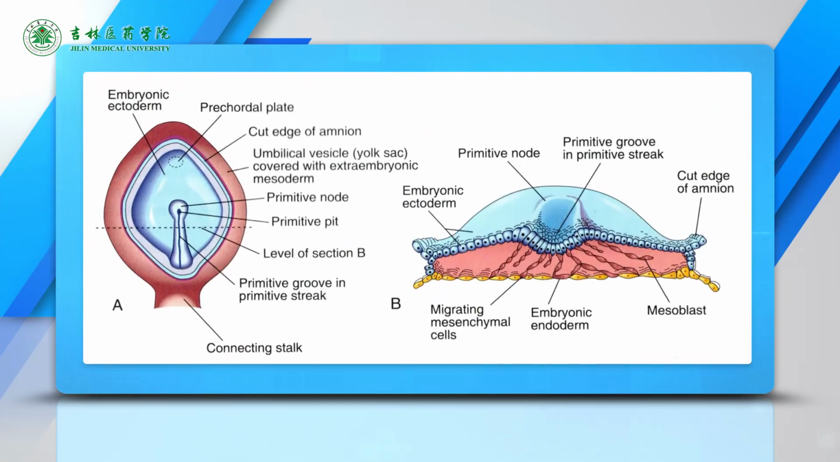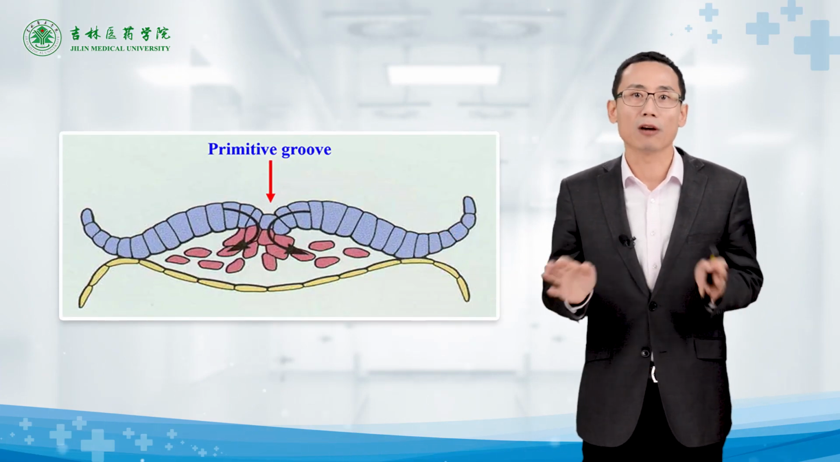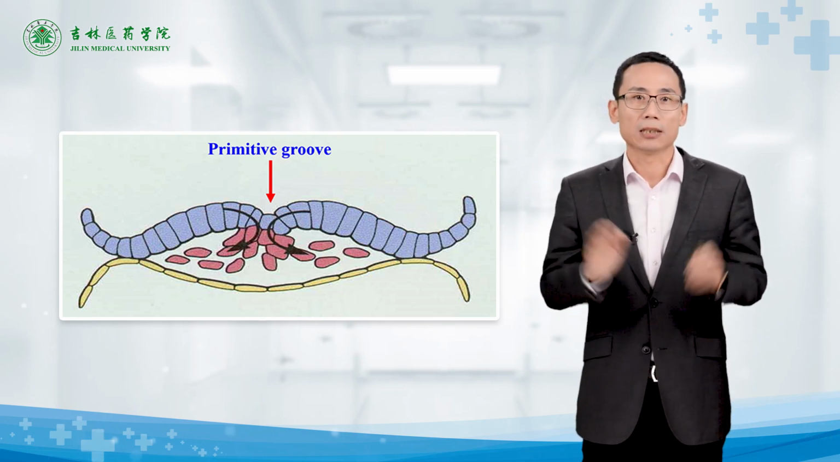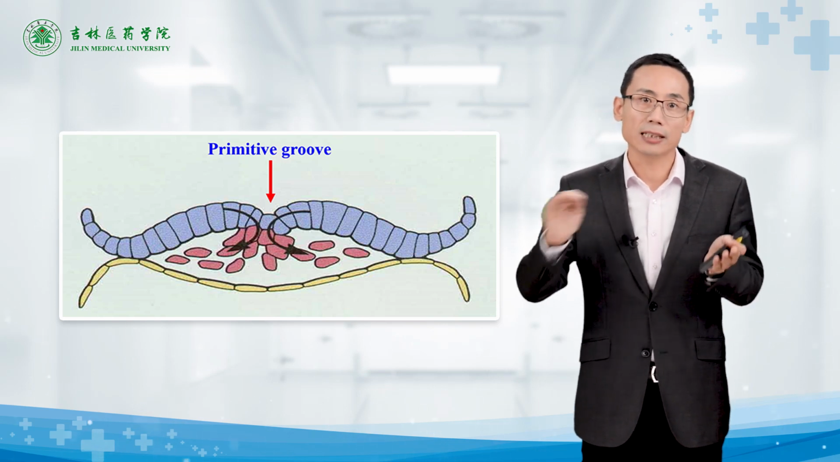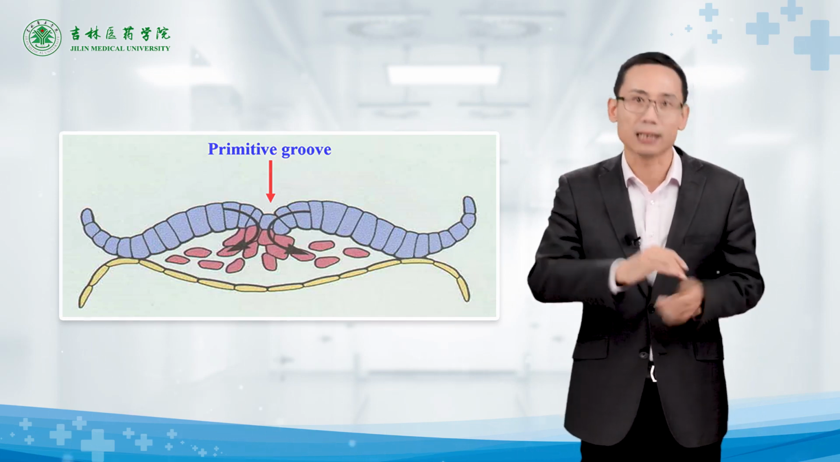Okay, let's see the formation of trilaminar embryonic disc from the surface view and cross-section. The left picture is surface view, which removed amniotic sac, and the right picture is cross-section. Between the blue and the yellow layers are the migrating cells, which finally form the endoderm. This picture is a cross-section of embryonic disc, and the red arrow points to the primitive groove, and the black arrows are the direction of migrating cells from primitive streak to the space between the epiblast and the hypoblast.